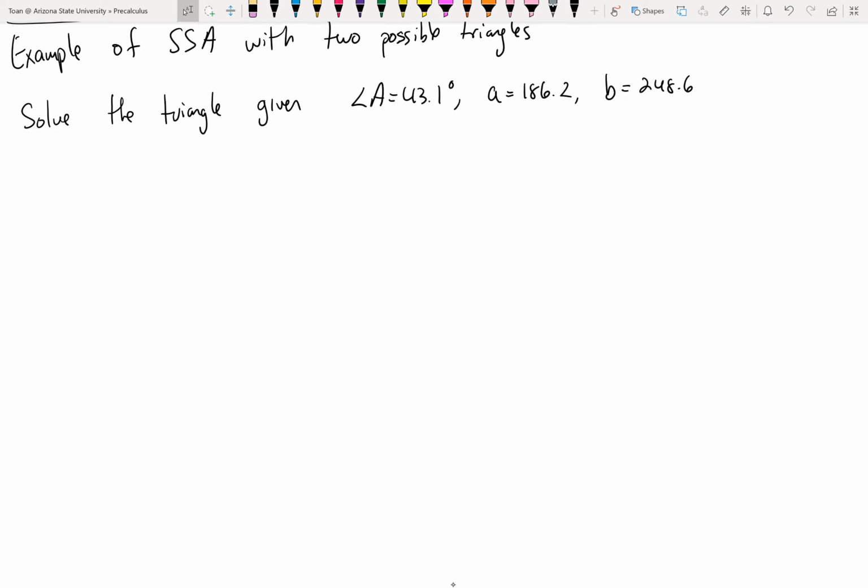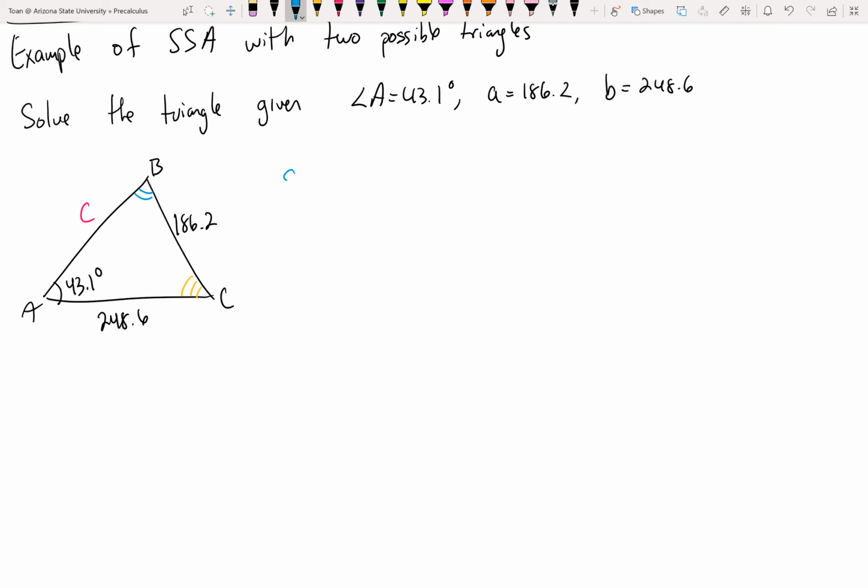So let's draw it out. A, B, C. Angle A is 43.1 degrees. Side A is 186.2. Side B is 248.6. I'm asked to solve for angle B, angle C, and side C. As before, we're sort of forced to solve for angle B given the information, so let's set it up.